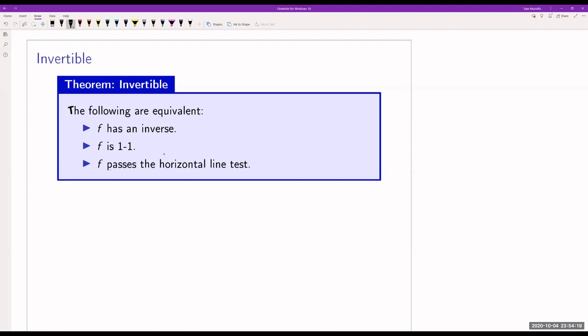Typically, if we have a graph, the horizontal line test will be very quick to see, but it's not always easy or practical to get a graph. So we'll want to make sure that we're able to do the other methods as well. So let's go through a couple of examples here.